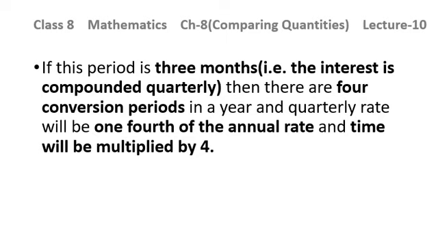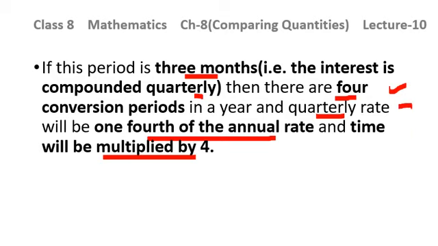Now if this period is 3 months, that is the interest is compounded quarterly, then there are 4 conversion periods. 4 quarters are there in a year. So quarterly rate will be 1/4 of the annual rate and time will be multiplied by 4. So if this period is 3 months, then there are 4 conversion periods in a year, and then the quarterly rate will be divided by 4, time will be multiplied by 4. This will be the effect on rate and time.